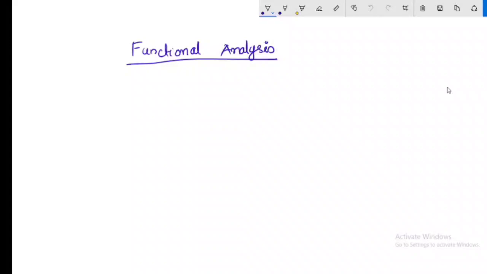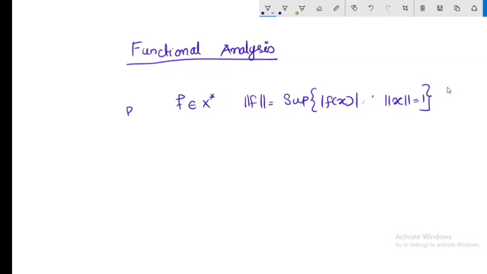Today we are going to discuss one result. Before going to the statement of the result, let us recall what is the norm of a linear functional. Let f be a bounded linear functional, that is, f belongs to X star. And what is the norm of f? The norm of f is equal to the supremum of modulus of f of x such that norm of x equals 1.